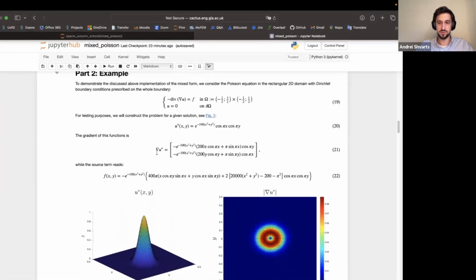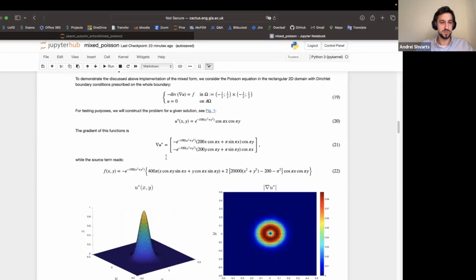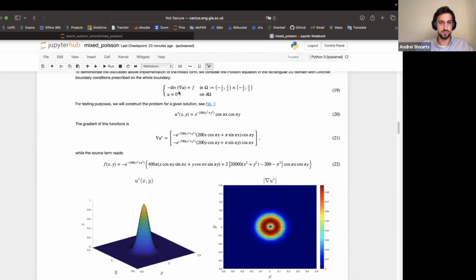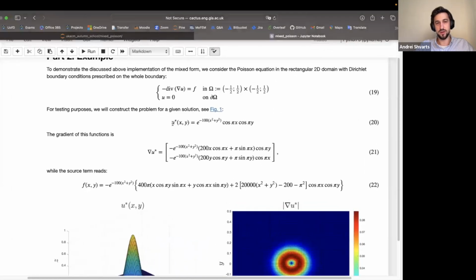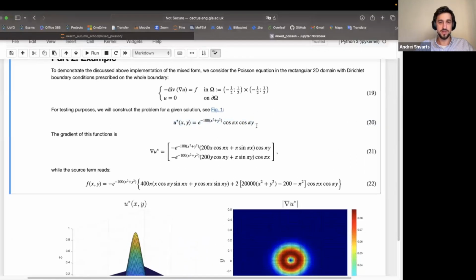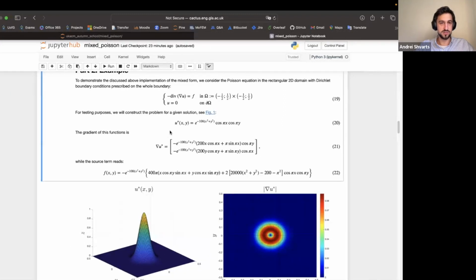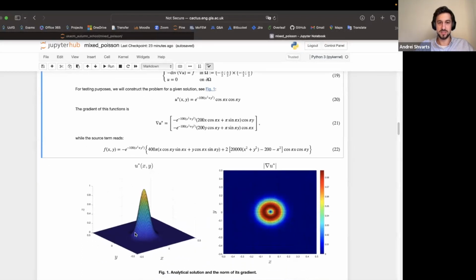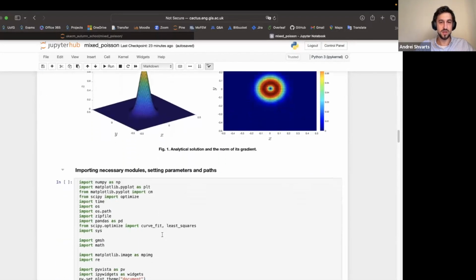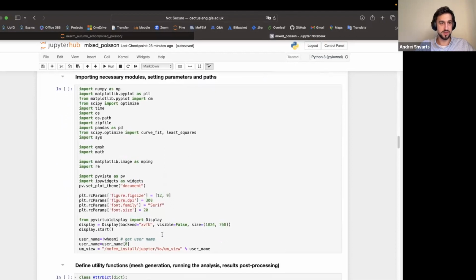This is the same example as was used in the lecture. So we're looking into the solution of the Poisson problem in a 2D domain for a function which is 0 on the boundary, and we construct the solution. And based on that, we find the gradient of this solution and the source term. So we construct a problem for which we know the exact solution, and we can check the convergence to this exact solution. Okay, so here the cells for solving the problem are starting.